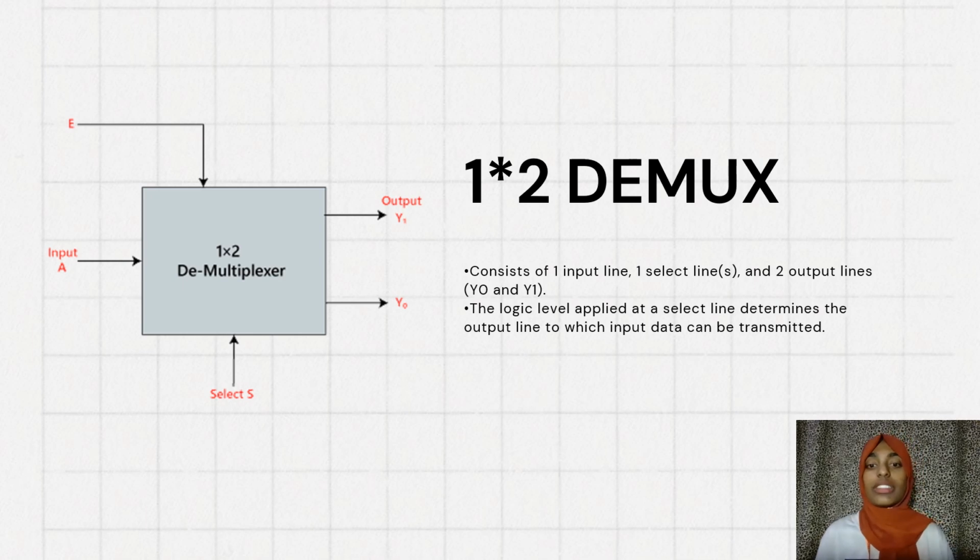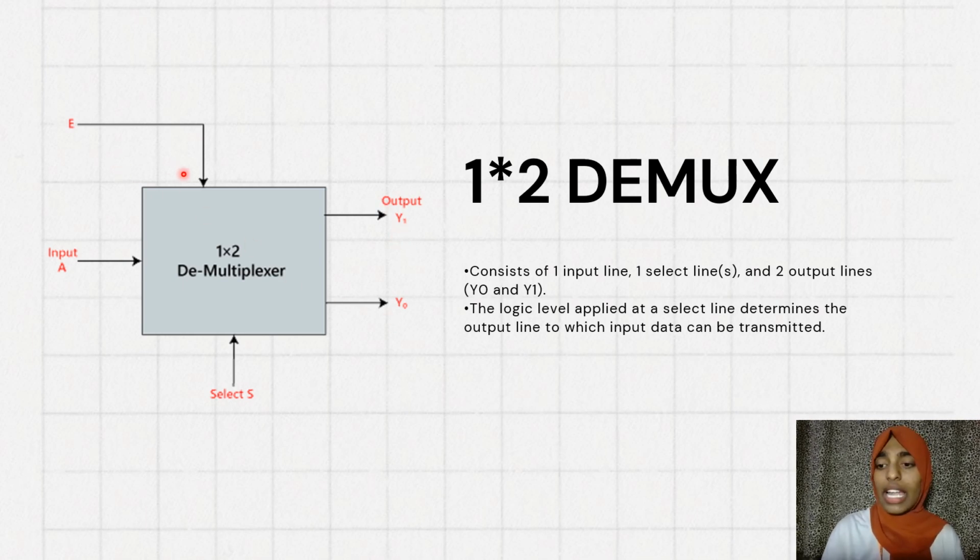1 to 2 demux. It consists of only one input line, one select line, and two output lines. This is a simple diagram of the 1 to 2 demux. This is the input line, which is only one in number, and this is the select line. These are the two different outputs, Y1 and Y0, and the upper one is the enable pin.